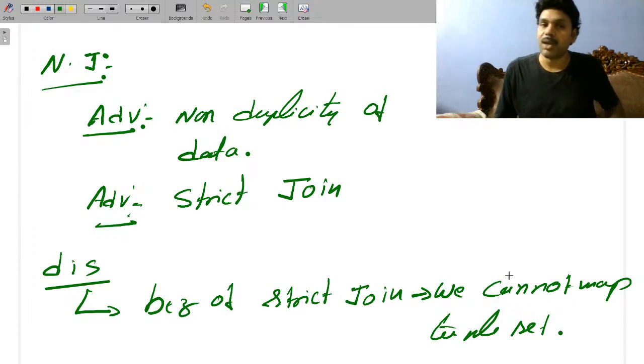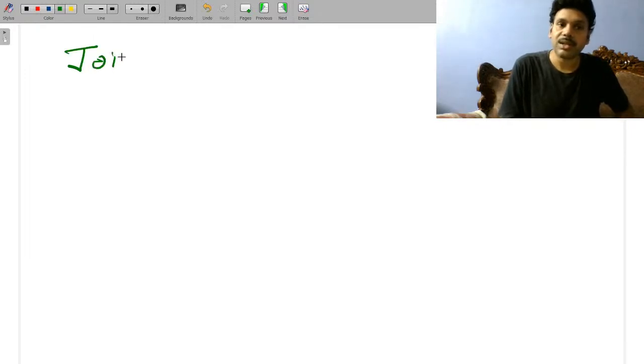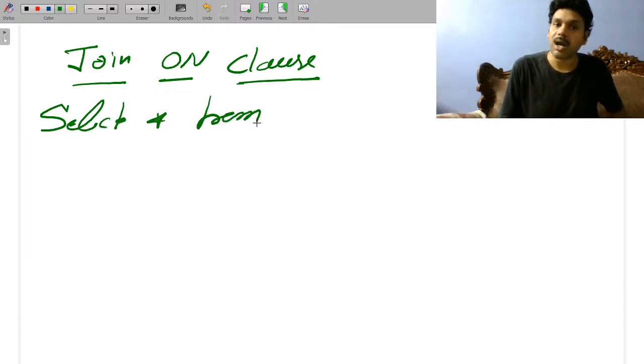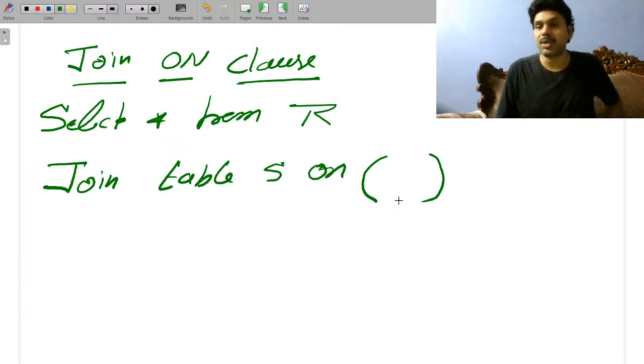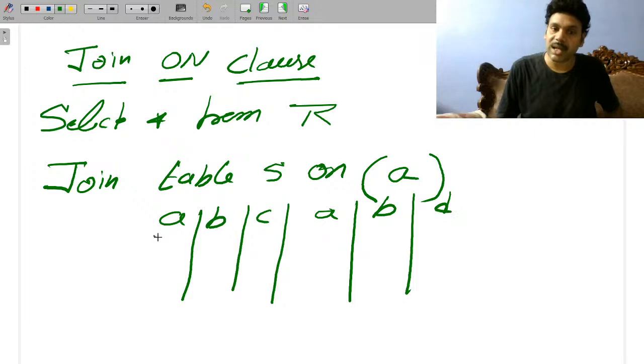So this problem can be avoided in the third variety of join. What is the third variety of join? Join on clause. So how to write this? I am writing select star from R. Please observe, friends. Join table S on. You have to write on which column you want to do the mapping. For example, if I want to map on A, then what is your answer? A, B, C. Please observe carefully, friends. A, B, D. From the previous diagram I am talking.